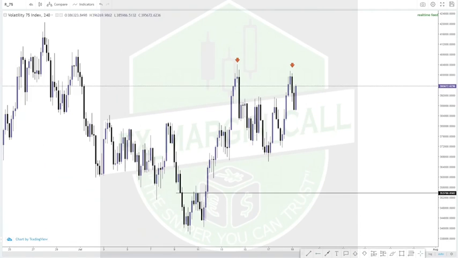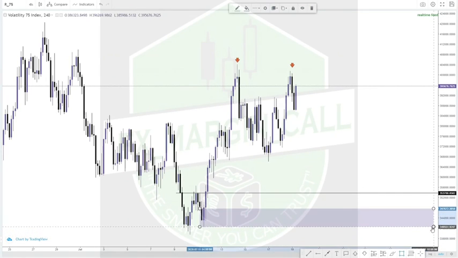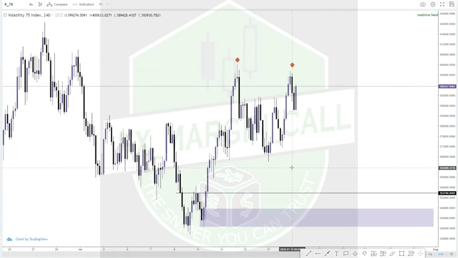So there might be a potential tap into this area here to retest the 4-hour demand zone, which also confluences with the retest of the 1-hour demand zone, the daily demand zone as well. So that's the one thing that we're looking at, because if we have a double top here, that means the completion of the double top movement is around this area here.